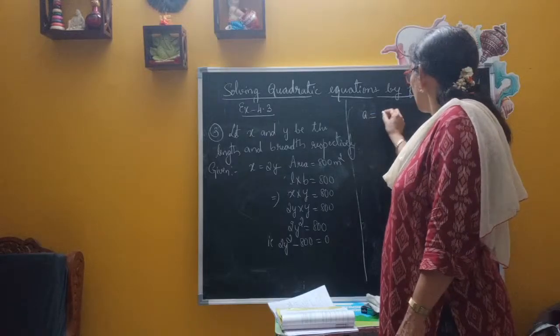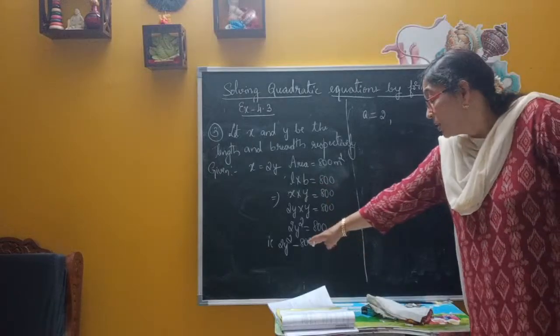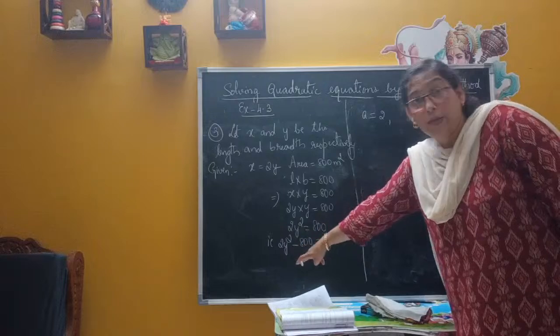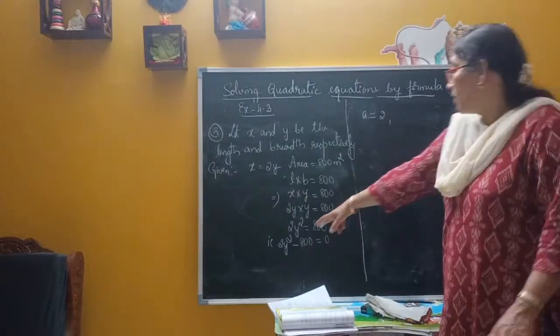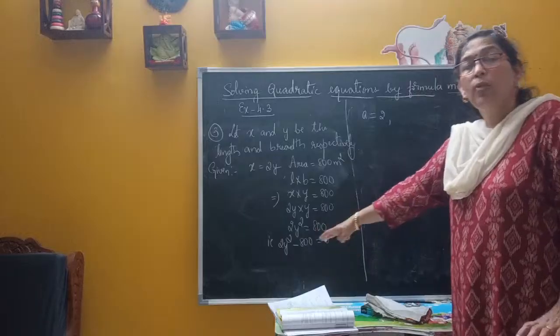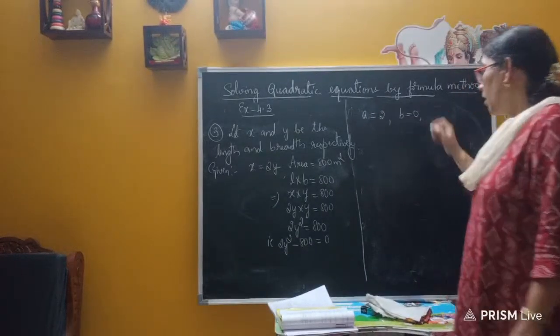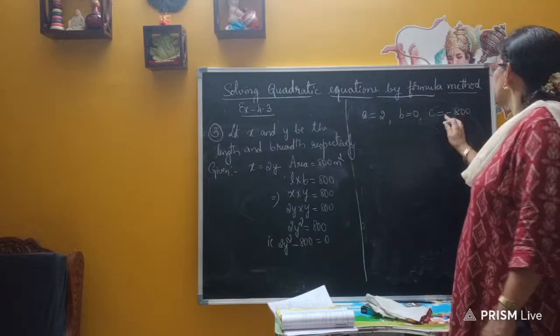B, do we have B here? No, there is no coefficient of x. Here this is the quadratic equation with variable y. Okay, I have taken with variable y. So we don't have y term here. Y square we have, but we don't have any y. Okay, so B is equal to 0. And C is equal to minus 800.